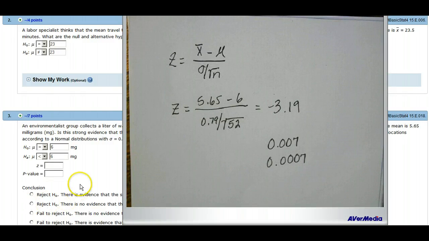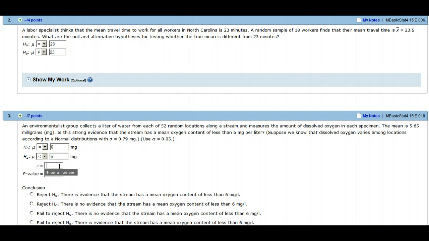Over here in our problem, our z-value is a negative 3.19. Our p-value, this is what we looked up in the table, 0.0007. If the p-value is less than the alpha value, then we reject the null hypothesis, H sub 0, and conclude that there is evidence that the stream has a mean oxygen content of less than 6 milligrams per liter. Hope that helps.